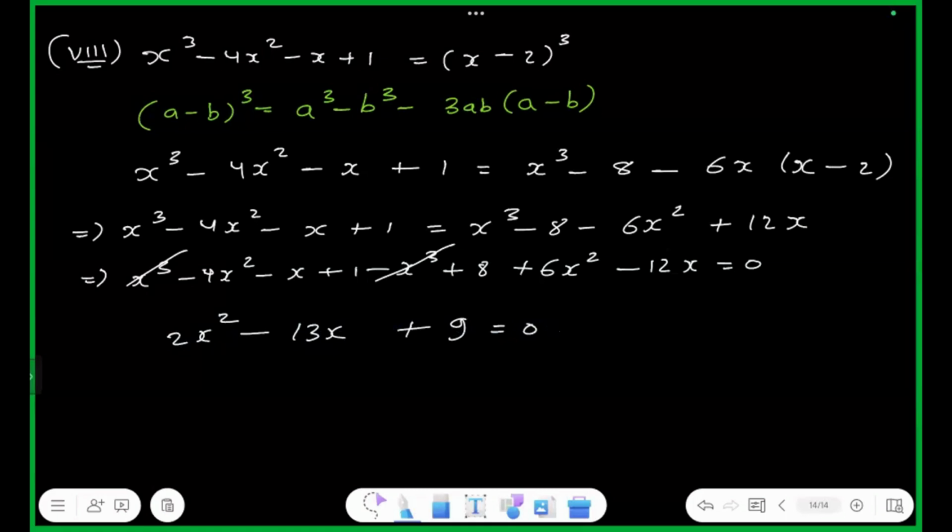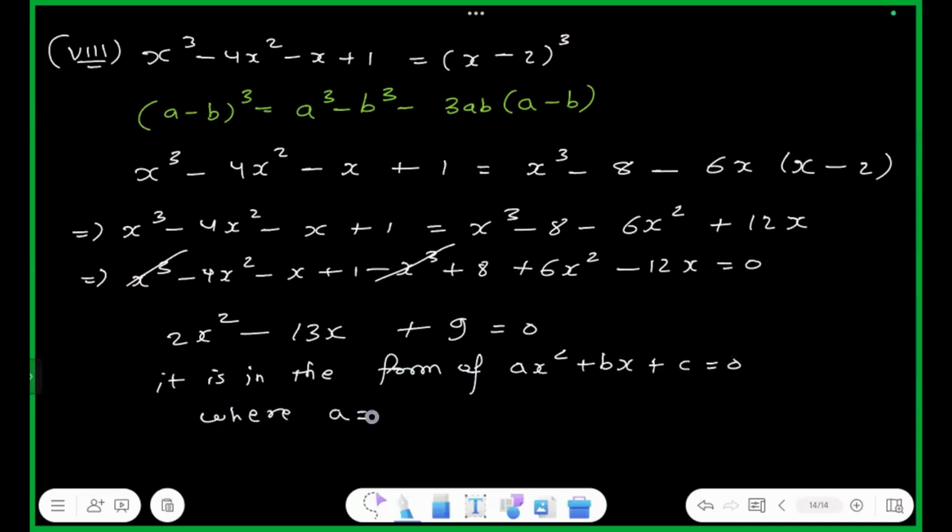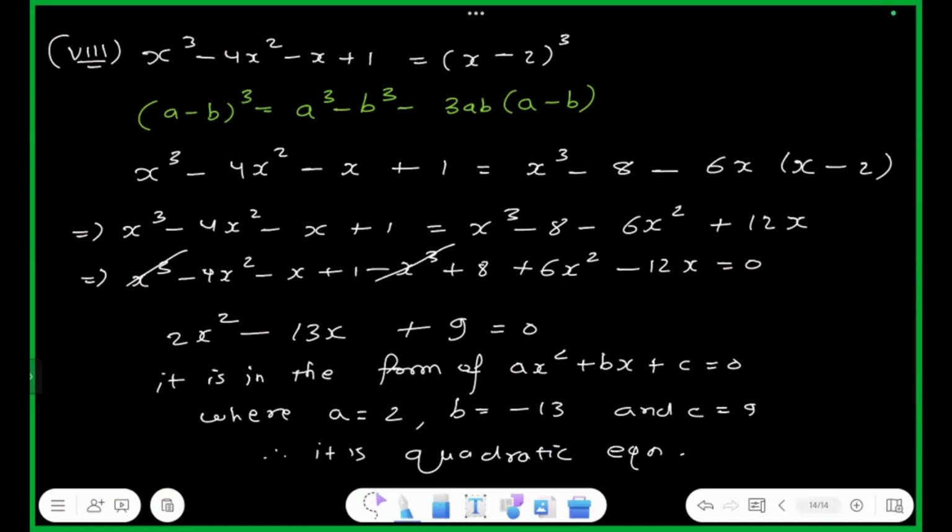It is in the form... here the highest power is also what? 2. And it is in the form of ax square plus bx plus c is equal to 0, where a is equal to 2, b is equal to minus 13, and c is equal to 9. Therefore, it is a quadratic equation. Please write it down. Okay.